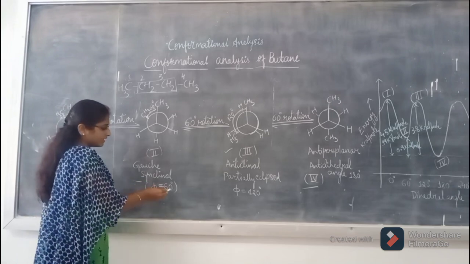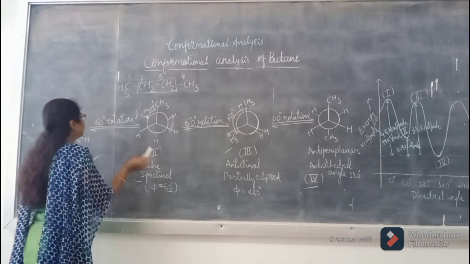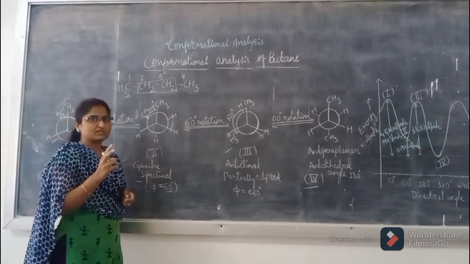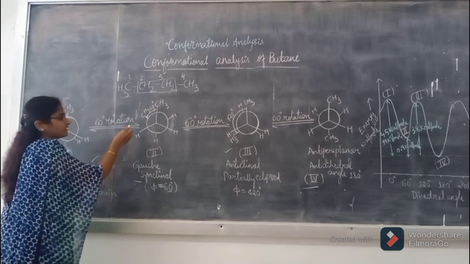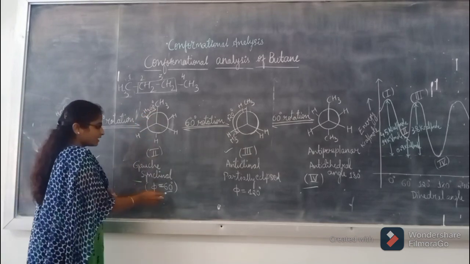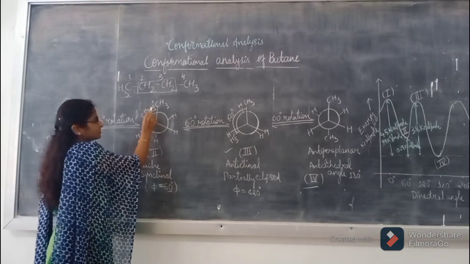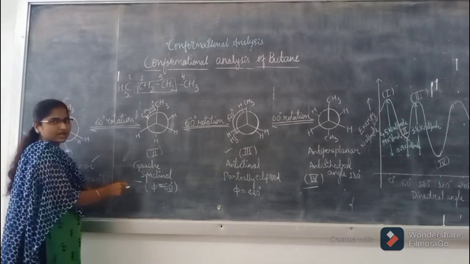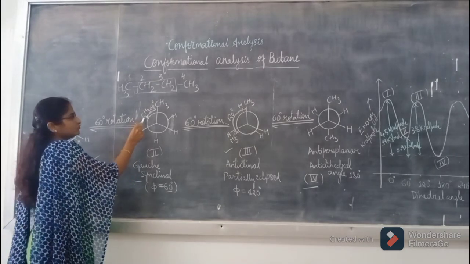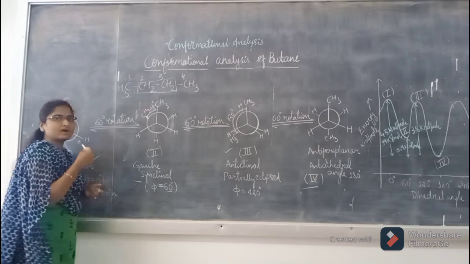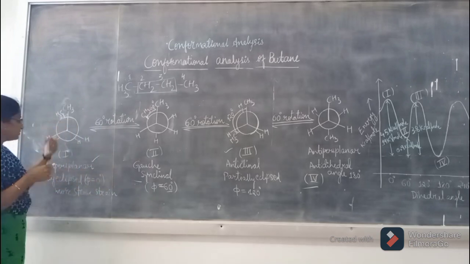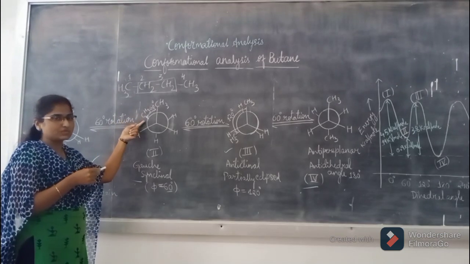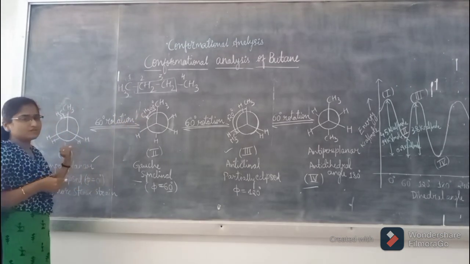Here the dihedral angle is 60 degrees. See here, we are referring only to the methyl groups. We have to refer to any two groups, and not change the groups. Here we are referring to the two methyl groups. So the dihedral angle between these two methyl groups is 60 degrees, and this is called a staggered conformation. Why? Because the two referred methyl groups are far away from each other. When compared to the first conformation, there will be less steric strain between the methyl groups.